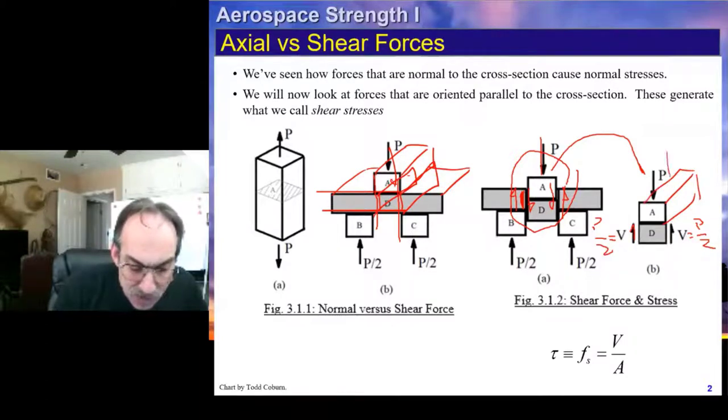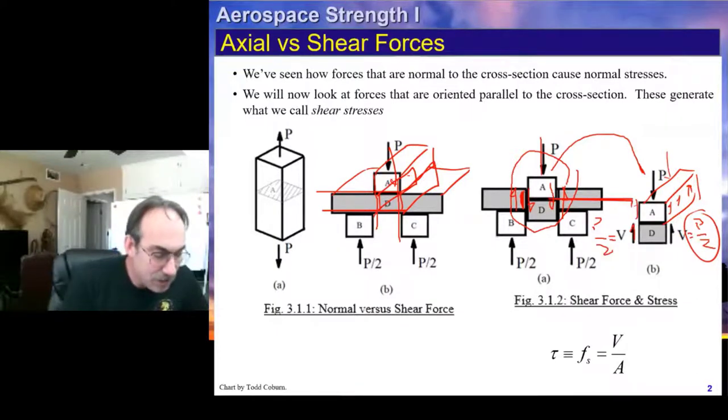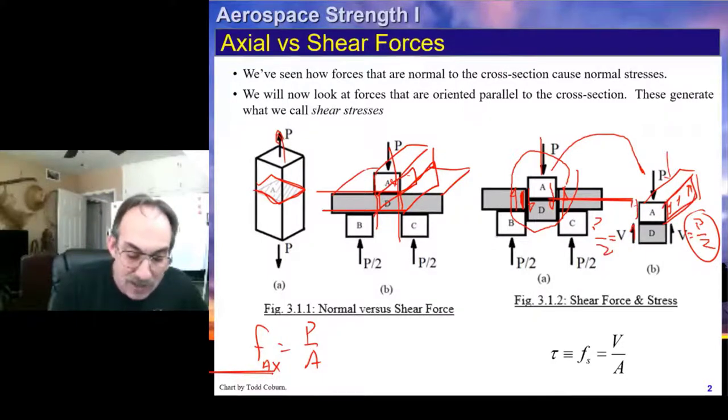That means this force here is being reacted along here by this force P over 2 and over here by P over 2. You see that? So our stress, once again, with an axial force, our axial stress was just P over A. It was P over the perpendicular area. For shear stress, we're going to find out it's also just P over the, and now it's the parallel area. You see that?